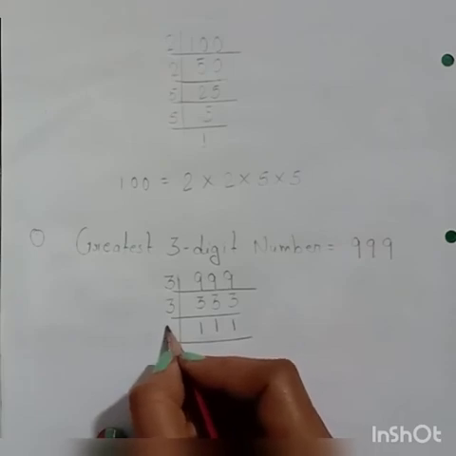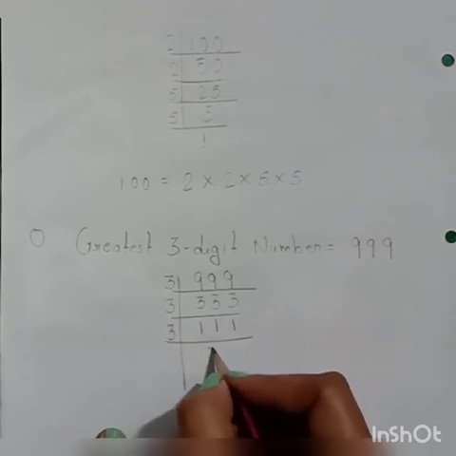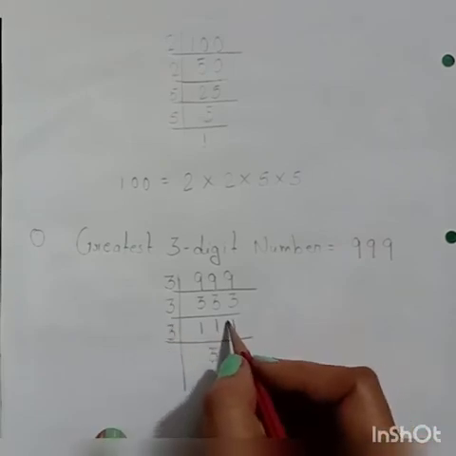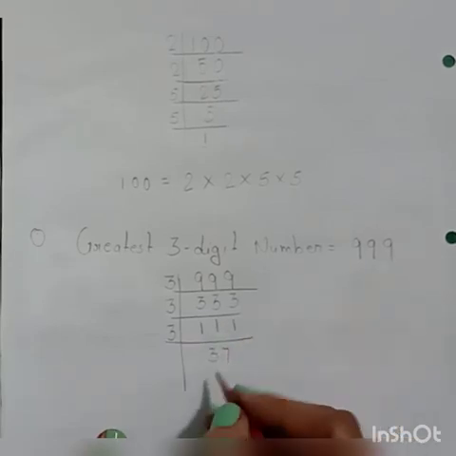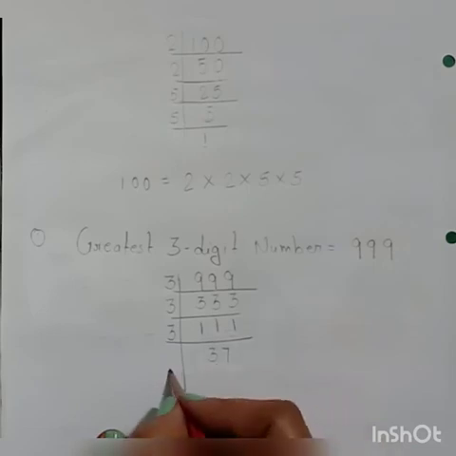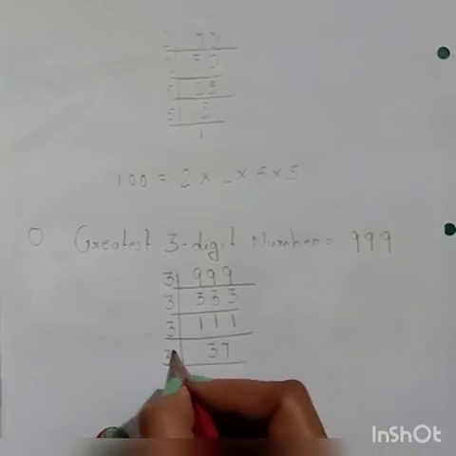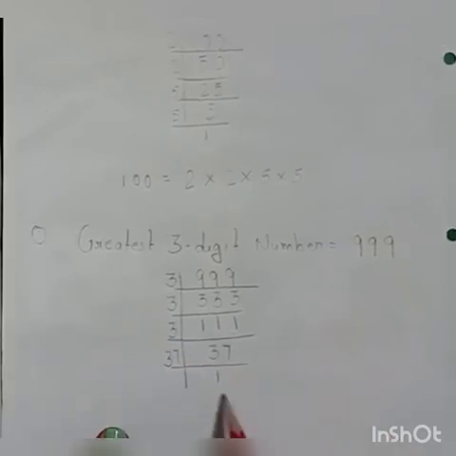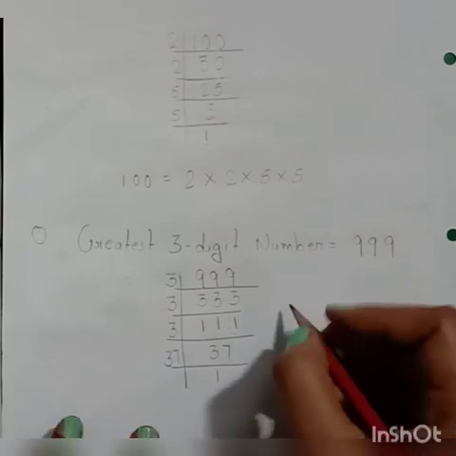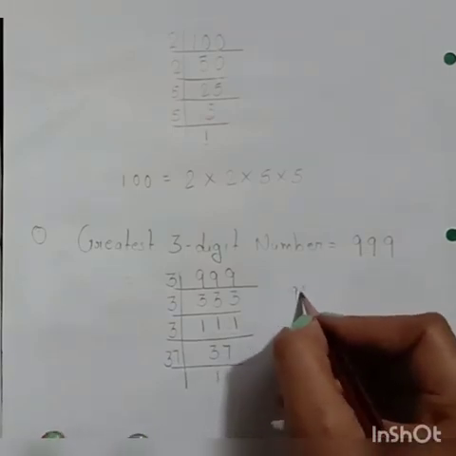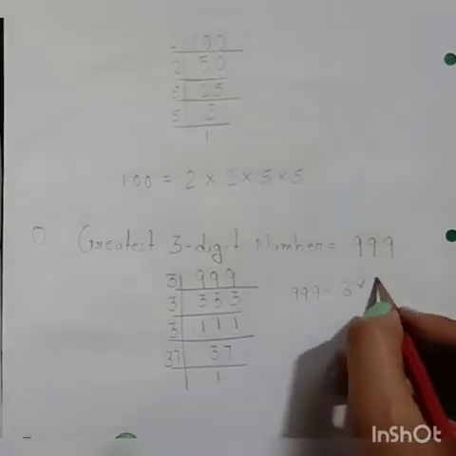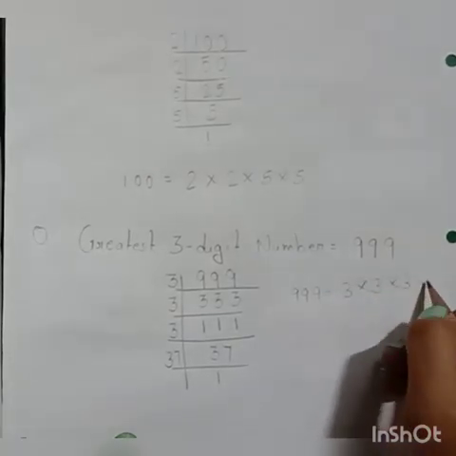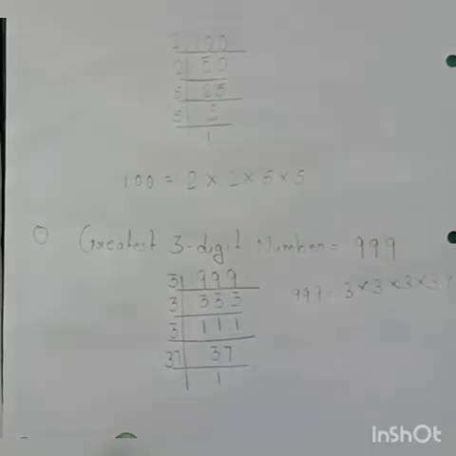Again it goes in the table of 3. 3 threes are 9, carry 2, it becomes 21, and 3 sevens are 21. Now 37 is a prime number, it goes in its own table only. So 37 ones are 37. So we have done the prime factorization. The prime factorization of 999 is 3 into 3 into 3 into 37.